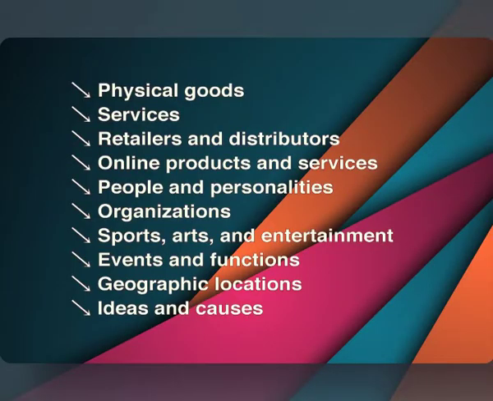Physical goods, services, retailers and distributors, online products and services, people and personalities, organizations, sports, arts, entertainment, events and functions, geographical locations, ideas and causes. So now we have a clear understanding of what is a brand and how branding is done, and brands are more than just to do with style, show off and status. And buying branded item means much more to the consumer than just a statement of themselves.